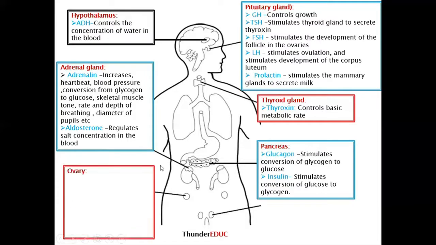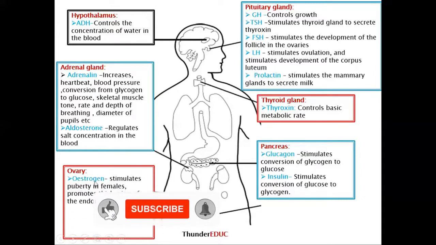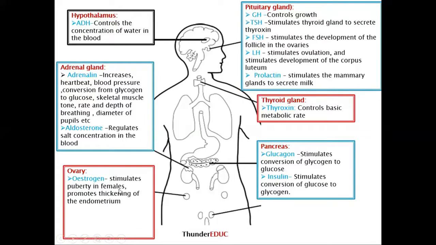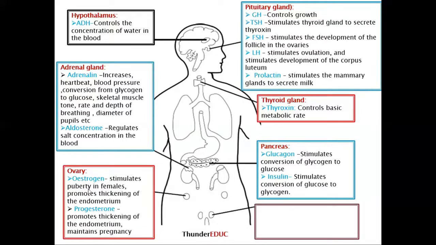Then you have what's called the ovary. The ovary is very important in the production of two hormones. The first one is estrogen. This one also stimulates puberty in a female. The function of estrogen is to promote the thickening of the endometrium, while the function of progesterone is to maintain the pregnancy, or to maintain that endometrium. The example is this one builds the endometrium, while this one, progesterone, maintains the endometrium. That's why we say that it maintains pregnancy.